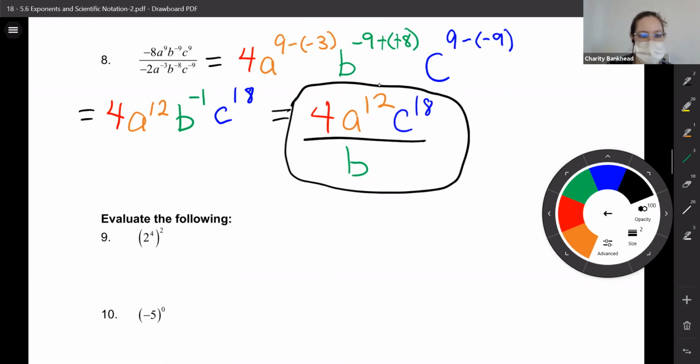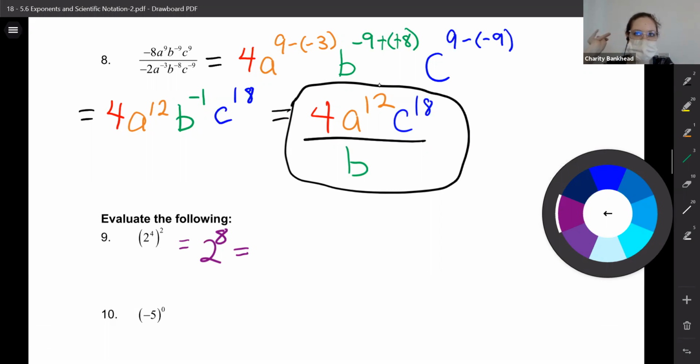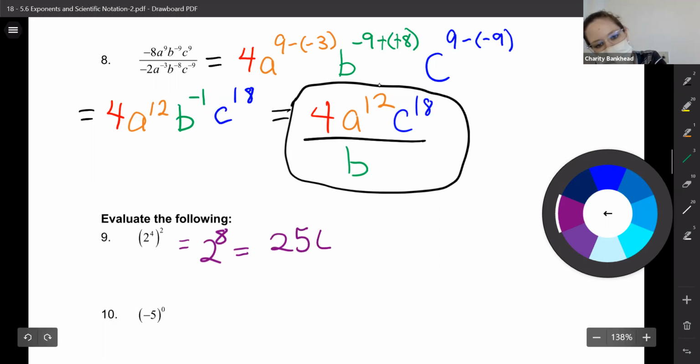All right, and this does say evaluate. So I'm going to multiply the exponents. So 4 times 2 is 8, so that'll be 2 to the power of 8. And then I have to actually multiply that out because it said evaluate. Okay, so I know 2 to the 5th is 32, to the 6th is 64, 128, and then 256.